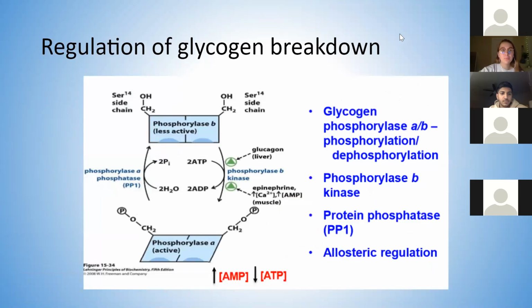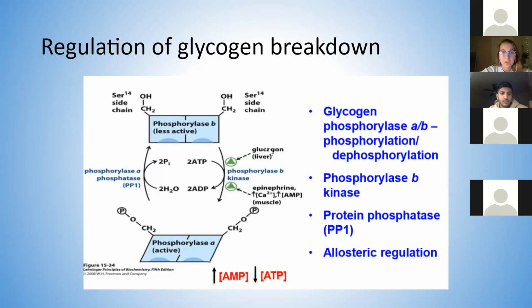Okay, so a little bit about the regulation of all of these enzymes, which I just covered. When talking about the regulation of glycogen breakdown, it's important to talk about glycogen phosphorylase AB because this is the enzyme that will catalyze the breakdown of the linear aspects of the chain, essentially the alpha-1,4 linkages. So for glycogen phosphorylase, as I mentioned before, phosphorylase A is the active form of the enzyme, and phosphorylase B is the inactive form of the enzyme.